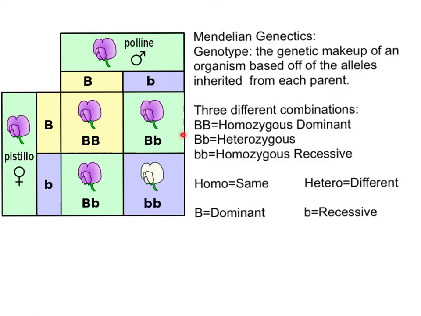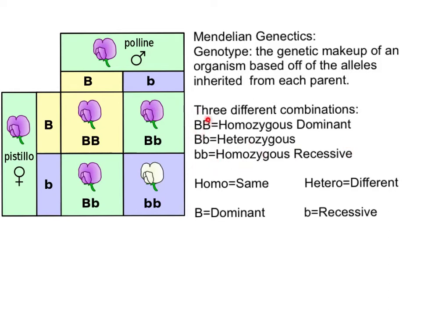So when you look here below, you see that there are three different combinations. One of the combinations has two capital letters, meaning that they are homozygous dominant. Homo meaning the same and dominant because they are capitalized. The second type is heterozygous. Hetero meaning different because you have one capital and one lowercase. Then the last one, you see that there are two lowercase letters here, which is homozygous recessive. Recessive because they are both lowercase and homo because they are the same.